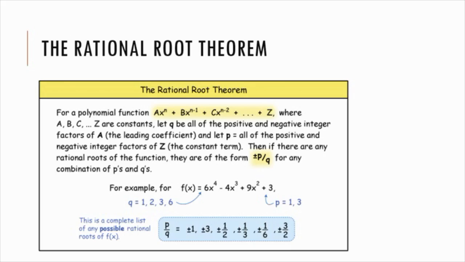So for example, below you see factors of 3, which is the constant term. So p equals 1 or 3. And then q's, factors of the leading coefficient 6: 1, 2, 3, or 6. And then under that, you see p over q, all the possibilities of p divided by q. So the factors of z divided by the factors of q.